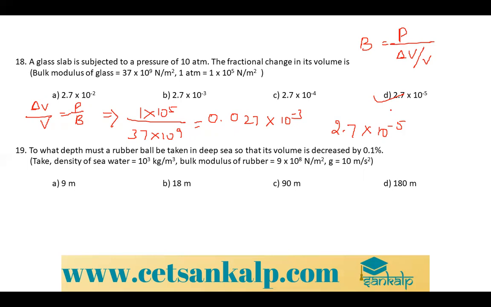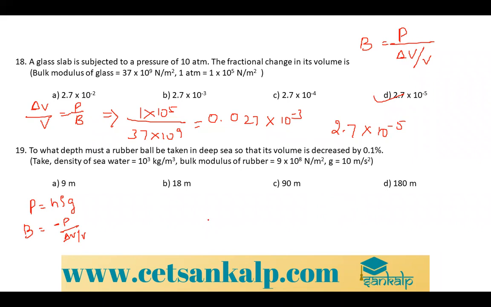Okay, so the next problem you can see follows like this. To what depth must a rubber ball be taken in deep sea so that its volume is decreased by 0.1%? Okay, so to solve this, we have the formula P is equal to h rho g. Okay, so B is equal to minus P divided by delta V by V. Okay, so I want P, right?